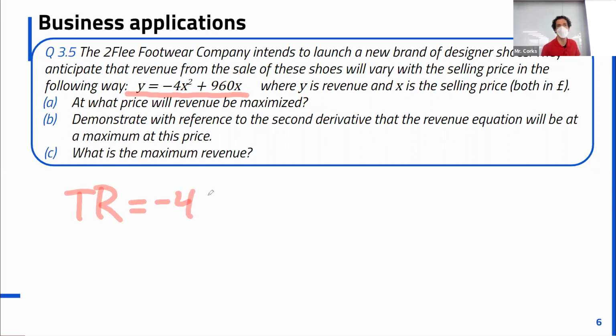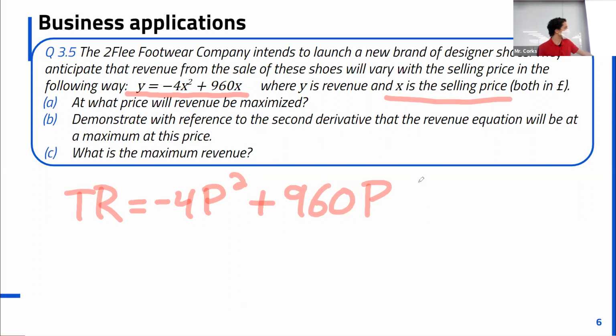-4P squared plus 960P. This one says X is the selling price. Okay. So in this case, usually we were looking at these in terms of Q.